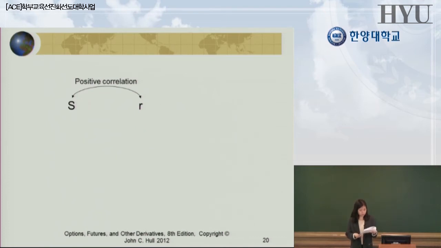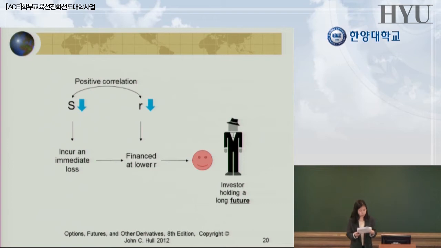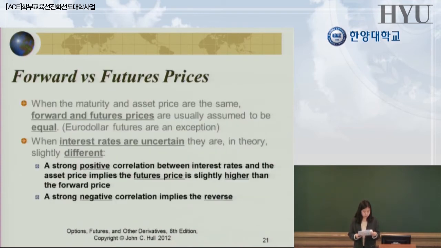Similarly, when the asset price decreases, the investor will incur an immediate loss. The loss will tend to be financed at a lower than average rate of interest. An investor holding a forward contract rather than a futures contract is not affected in this way by interest rate movements. It follows that a long futures contract will be more attractive than a similar long forward contract.